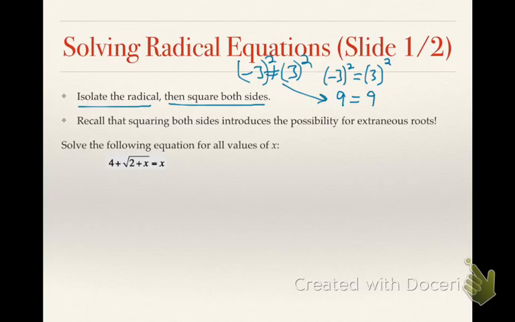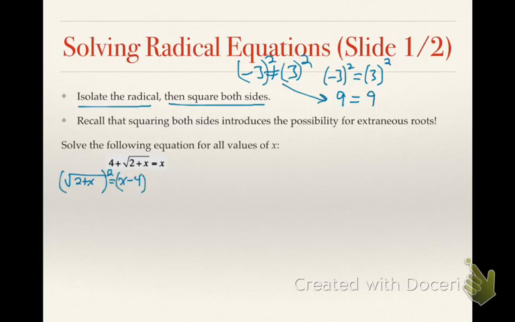So let's solve this first equation. We're going to get the radical by itself, so notice there's 4 added to it, so I'm going to subtract 4 from both sides. That leaves me with radical 2 plus x is equal to x minus 4. And now notice how I'm going to be showing my work. I'm going to space my work appropriately so that my work is logical and orderly. Okay. So I'm going to square both sides now.